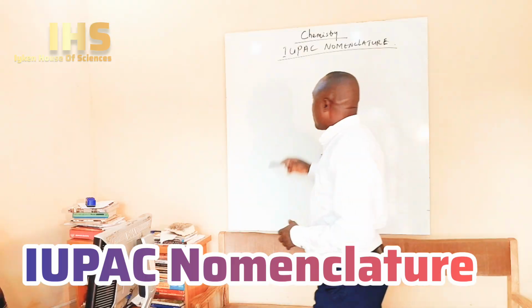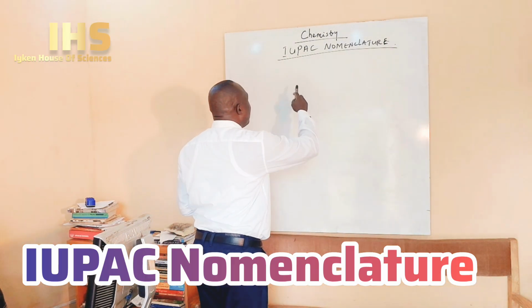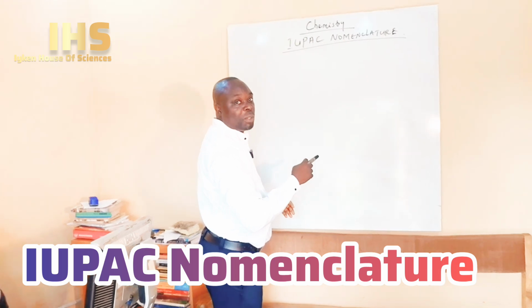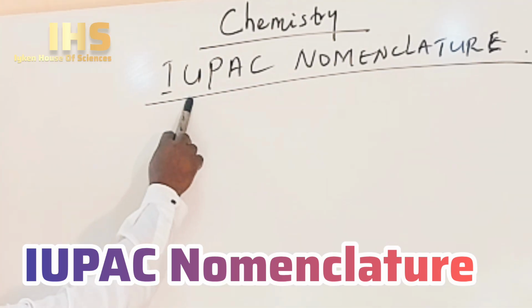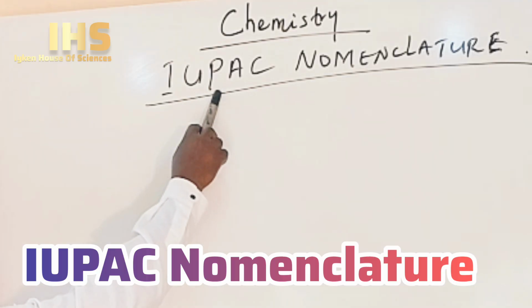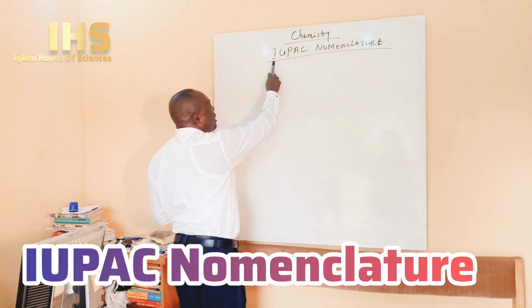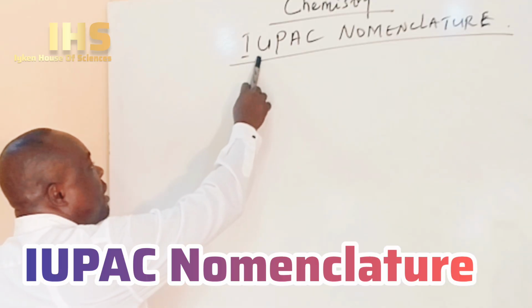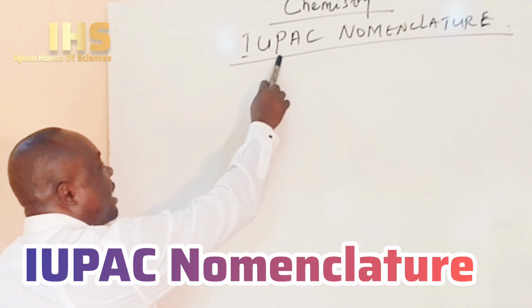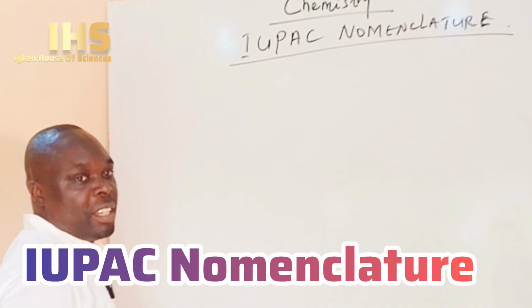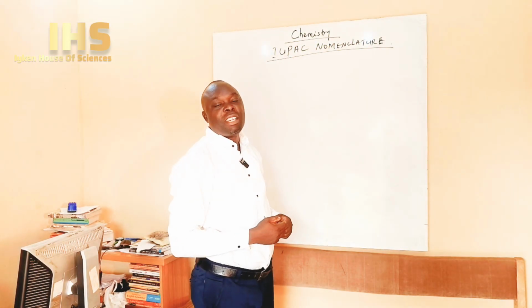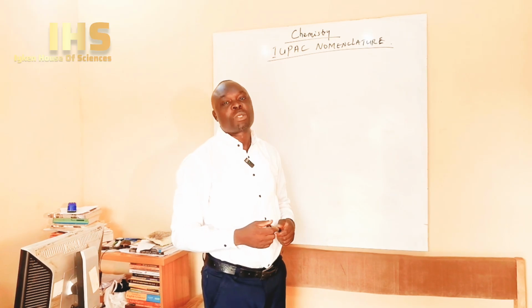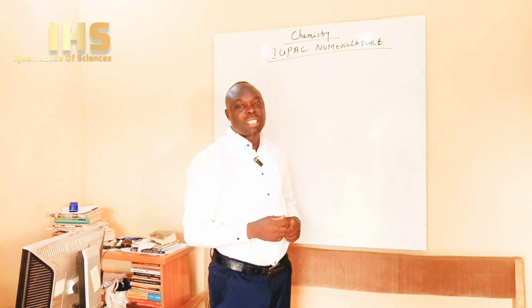IUPAC is an acronym which means International Union of Pure and Applied Chemistry. So nomenclature simply means system of naming, the way things are named in chemistry. So let us look at it carefully.